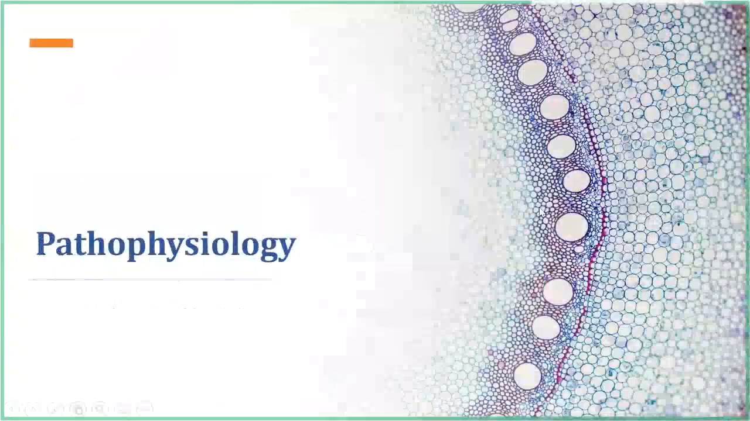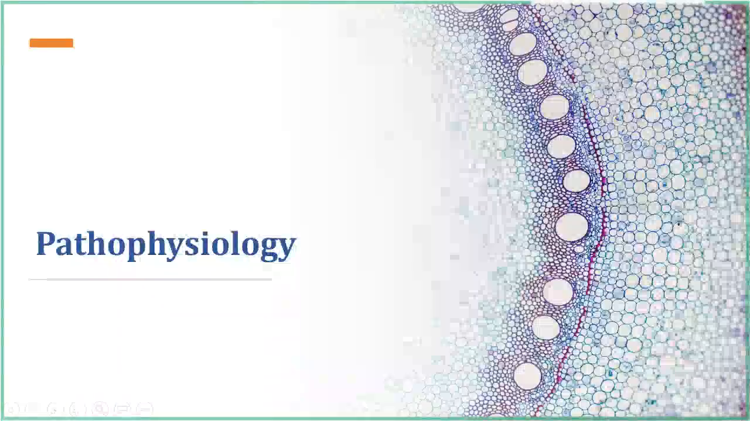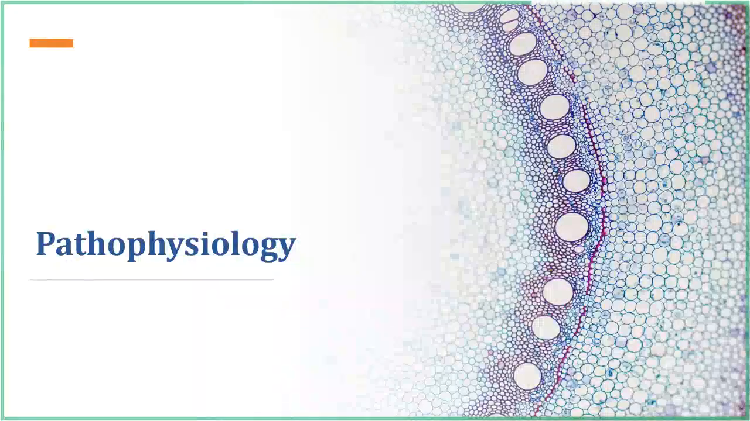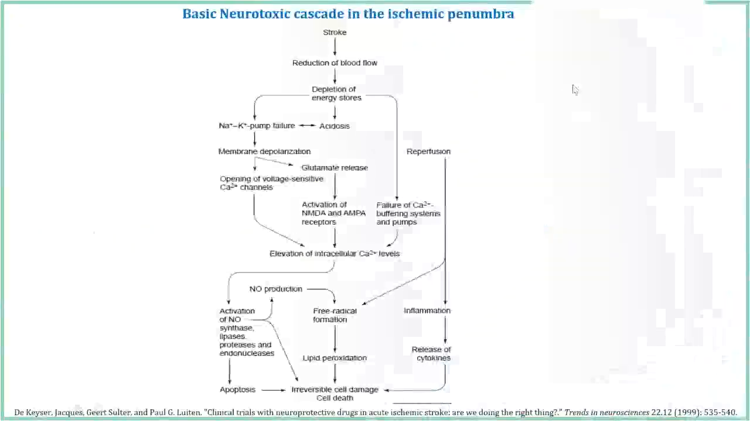Now let's talk about what happens in the penumbra, the molecular and cellular mechanisms, and the ischemic infarct. We'll be talking about this in detail because I'll be discussing the potential therapeutic targets for neuroprotection. This is a basic module, a neuronal cascade for cellular death after the stroke. As you can see, after the reduction in the cerebral blood flow, there will be depletion in the energy stores, leading towards anaerobic oxidation, acidosis, and pump failure in the cellular membranes.